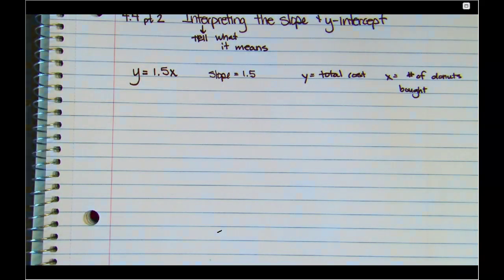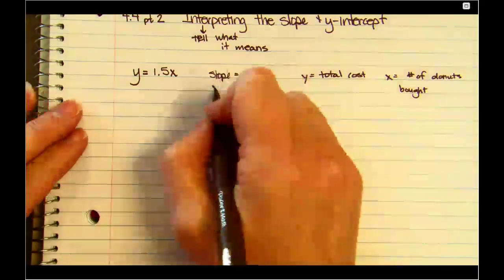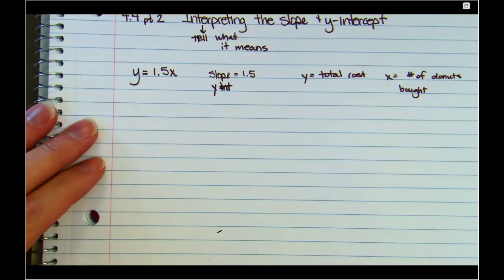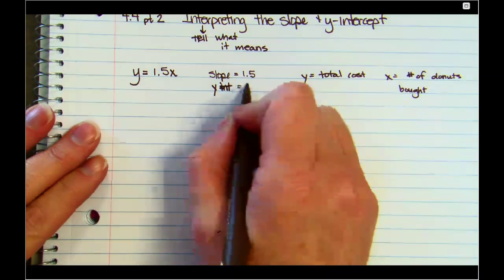Now, because I'm giving you a story, quote unquote, I'm giving you that y and x actually have some meaning. They're not just y and x. Then we need to be able to know what the slope and the y-intercept tell us. What's the y-intercept on this, by the way? 0, because there is no number there. So the y-intercept is 0.